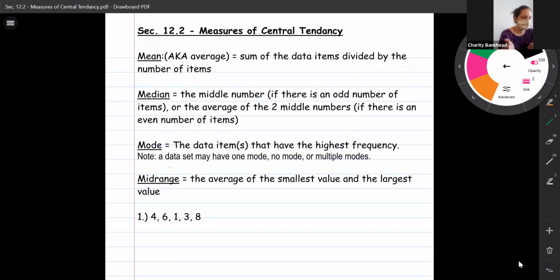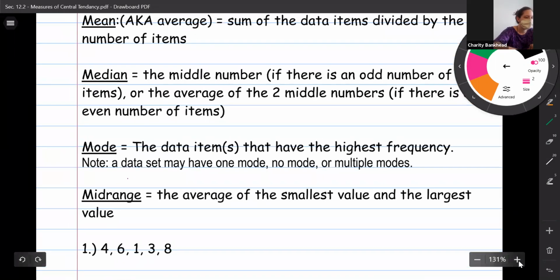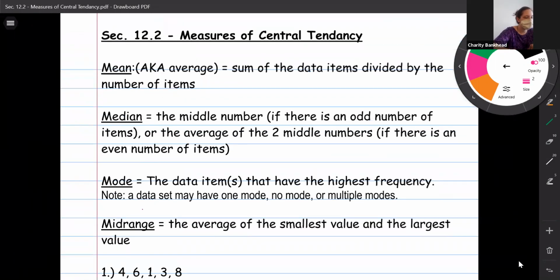Also mid-range. So most people are familiar with mean, median, and mode. You may not have heard of mid-range, but mid-range is really easy to calculate as well. So the mean is just another word for average.